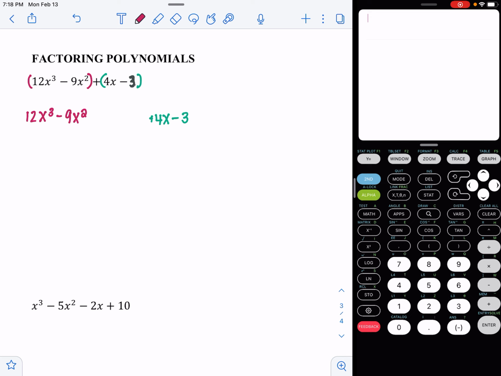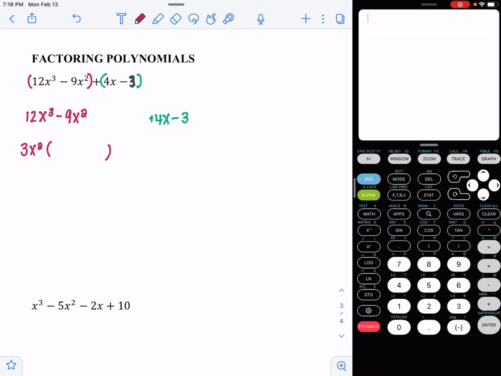So in our red group, between the 12 and the 9, our GCF there is going to be 3, right? Because 12 can be divided by 3 and 9 can be divided by 3. Now, between the x cubed and the x squared, we always go for the lower exponent. That is x squared. That is my GCF. When you take out 3x squared, we need to decide what's left over.